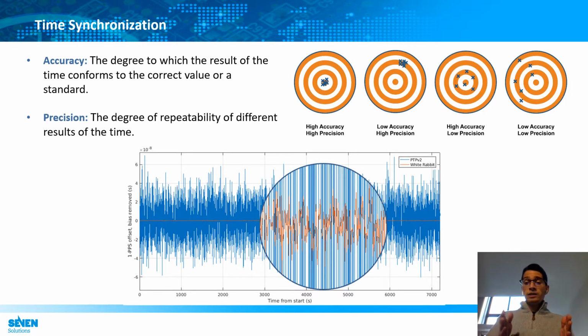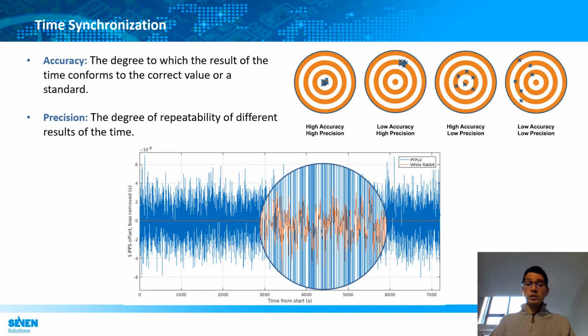If we see that after many measurements, this time error remains constant, we say that we have a precise time synchronization. However, if we see that there is a variation on that time error, that will mean that we have a low precision time synchronization.